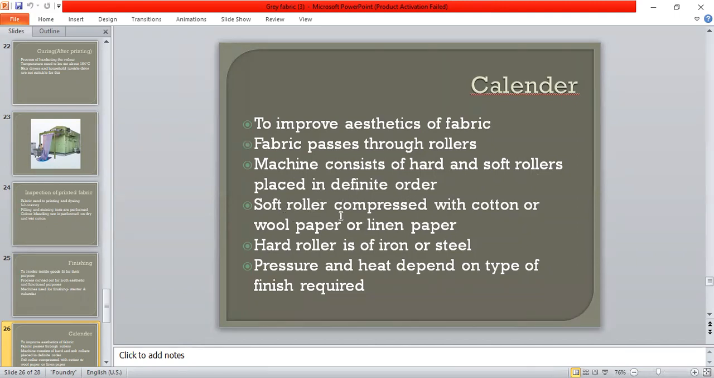What is the use of the soft roller? The soft roller is compressed cotton or wool paper or linen paper, and the hard roller is made of iron or steel. Pressure and heat, these two depend on the type of finish required. It only depends on which finishing we want, and accordingly we will set the pressure and heat.